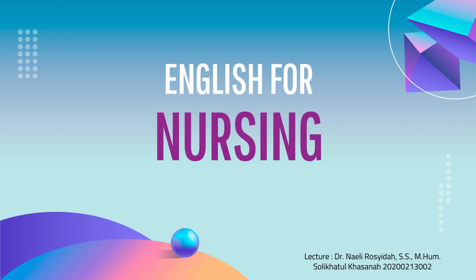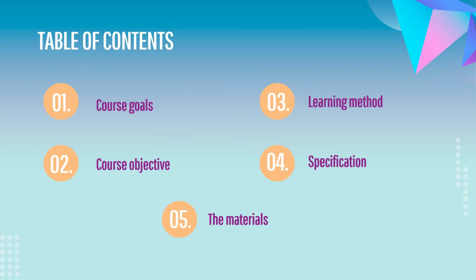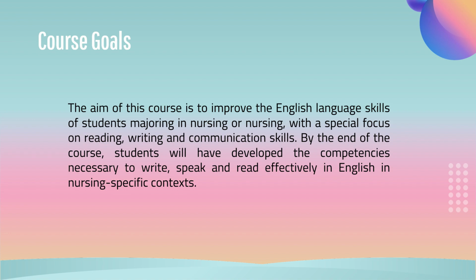Okay, and let's discuss about English for nursing. The first is table of contents. There are five topics, and the first is course goals, number two course objective, number three learning method, number four specification, and last about the material.